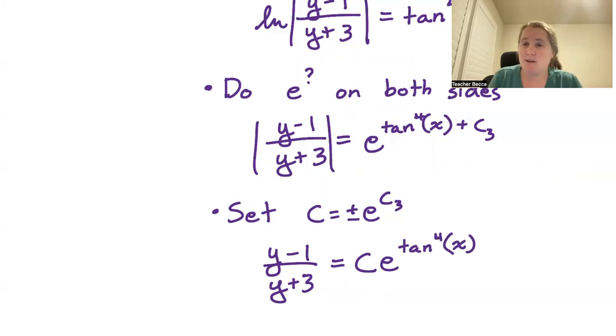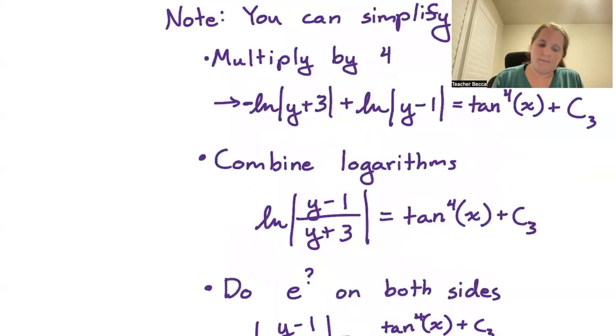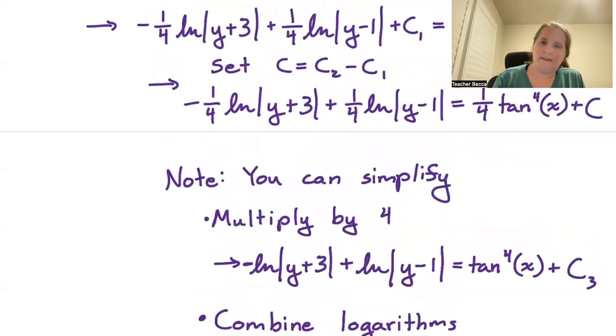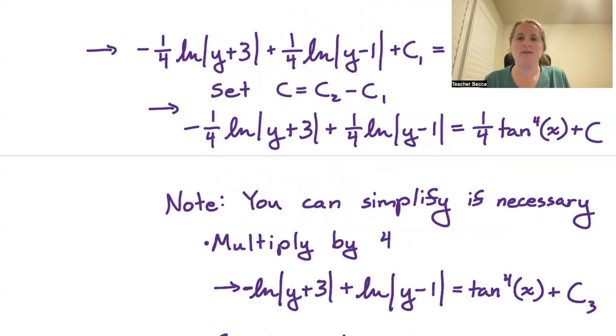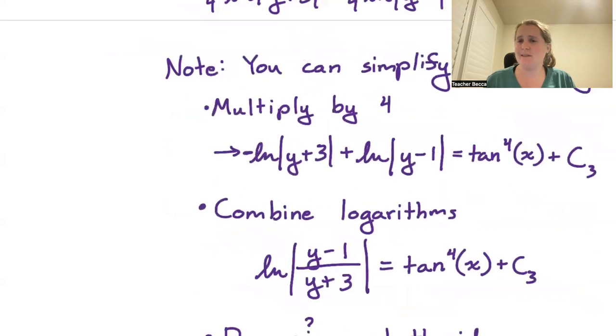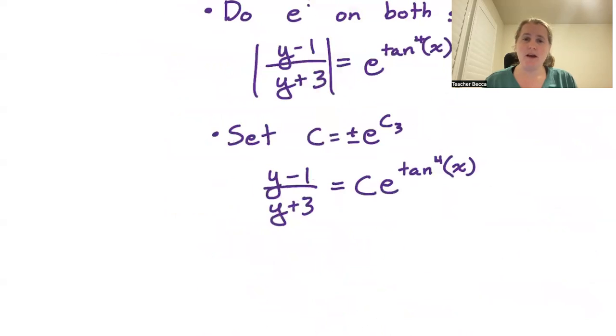There are ways to solve for y from here, but we'll go ahead and stop at this point. I should again say you can simplify if necessary, but you certainly do not have to. Much of the time, you're welcome to stick with the implicit solution. If it's an easy one to solve for y explicitly, then you might as well, but it's not always necessary.